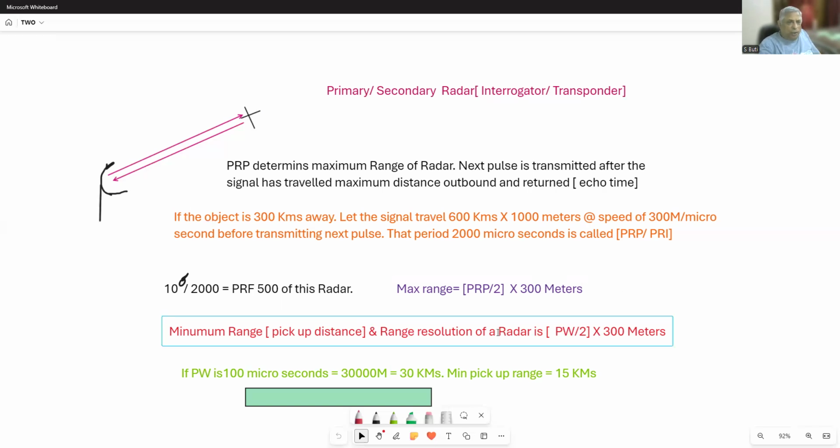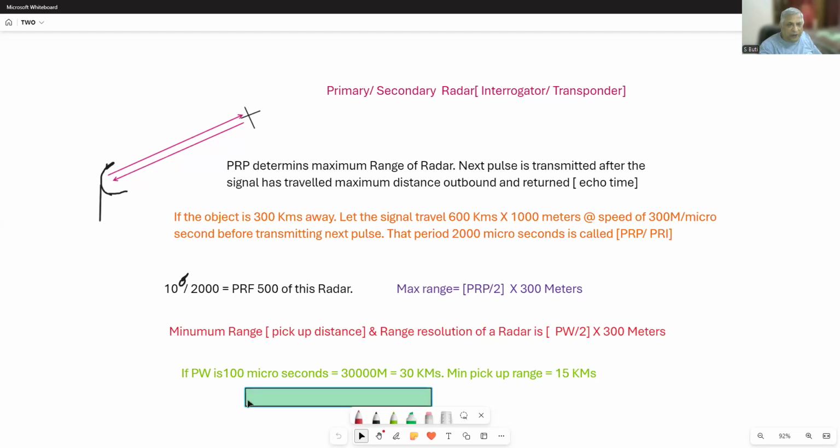Now, too long a pulse has its disadvantages when you are picking up nearby objects, or objects which are in the air very close to each other. One is at so many kilometers, another one is just behind it. Range. The minimum pickup range is pulse width by 2 into 300 meters.